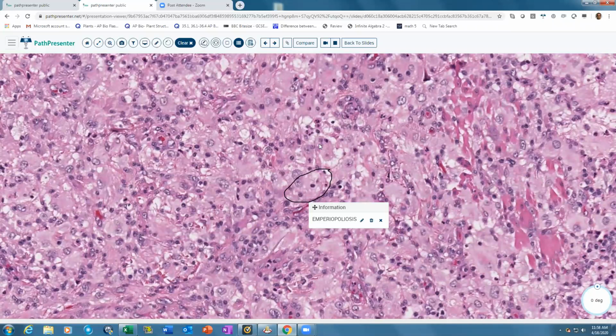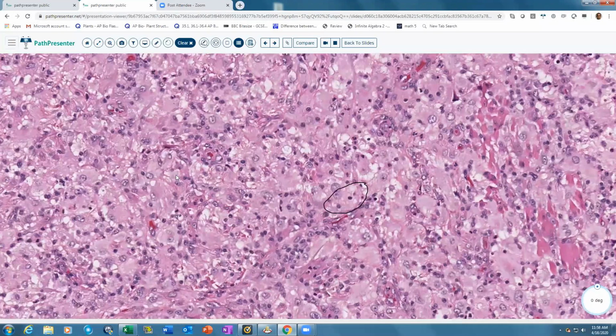There's one here, and if they are not very easily visible, you could do the S100 and the CD68. These large histiocytes tend to stain with both S100 and CD68, and then characteristically you will see the lymphocytes not staining within the cell. So it's then easy to find the emperipolesis.